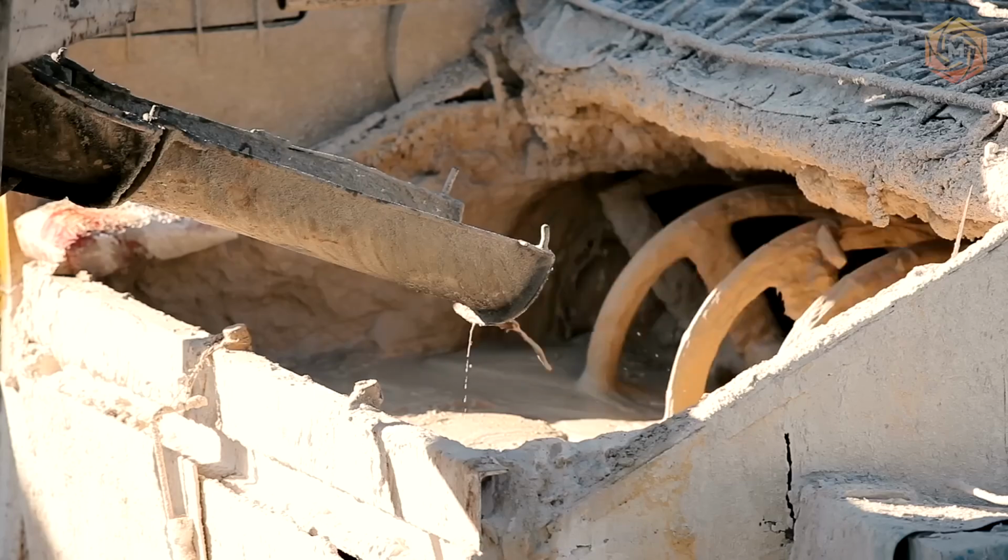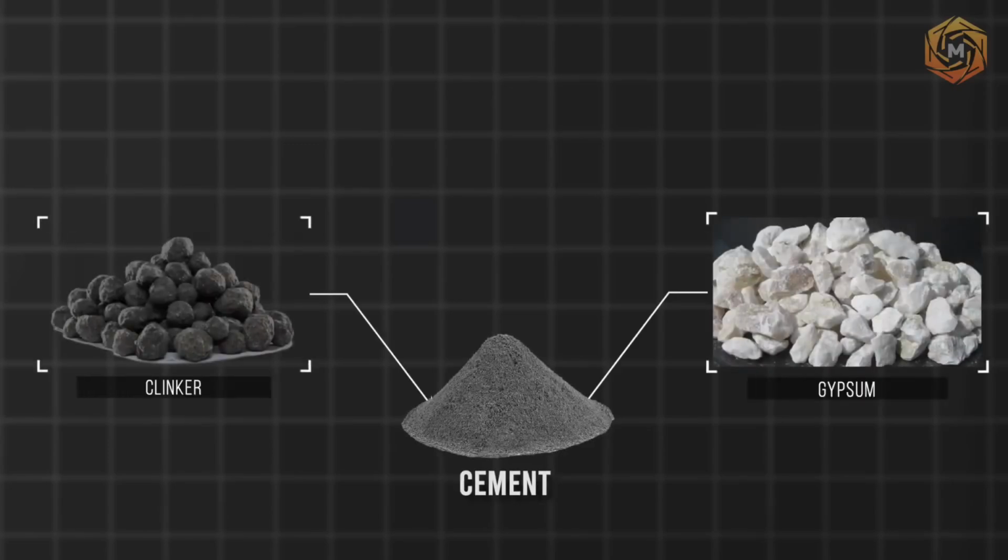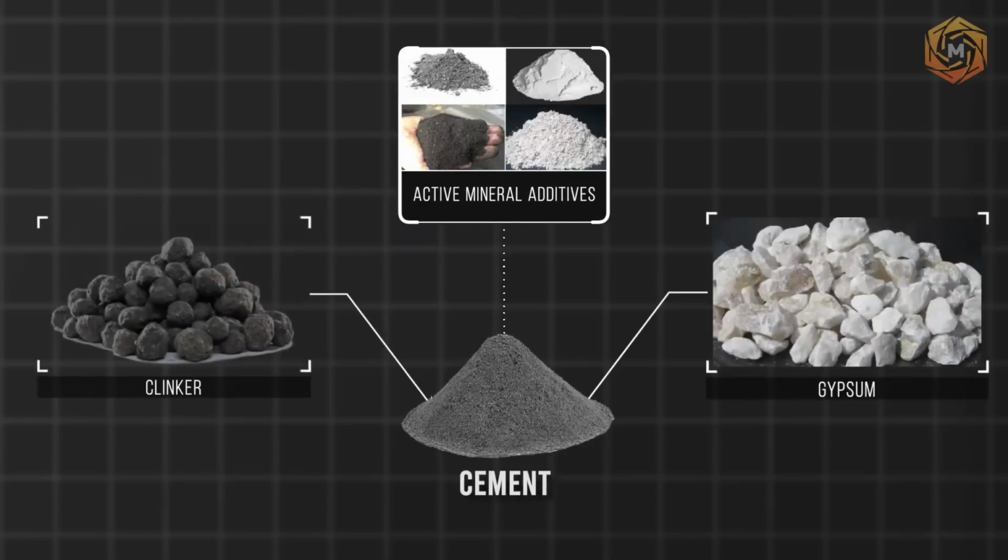To correct this, I will say that cement mixture is obtained by mixing several important components: clinker, gypsum, and active mineral additives.